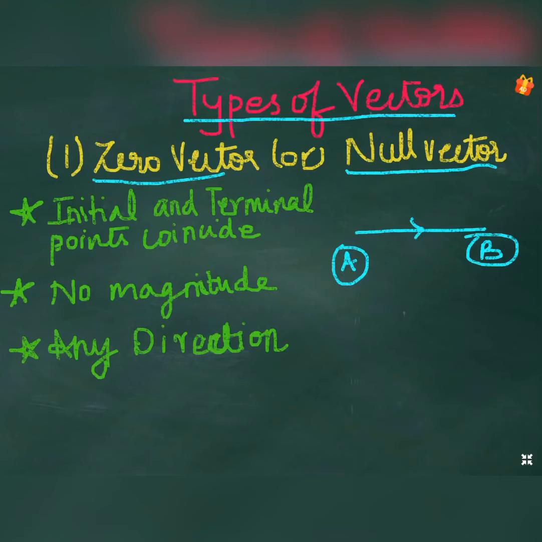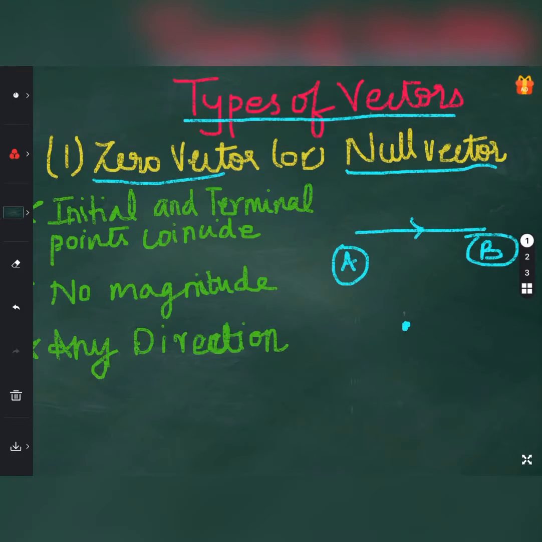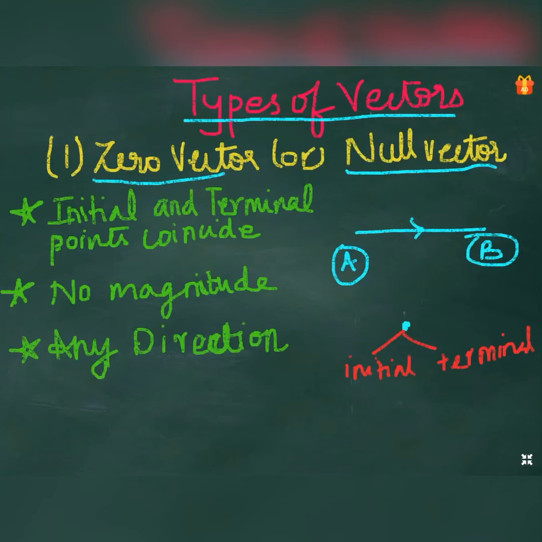But consider a vector which is just a point vector. In this vector, we can say that the initial and the terminal points coincide. That is, the initial and terminal points occur at the same place, because the vector is just a point vector.